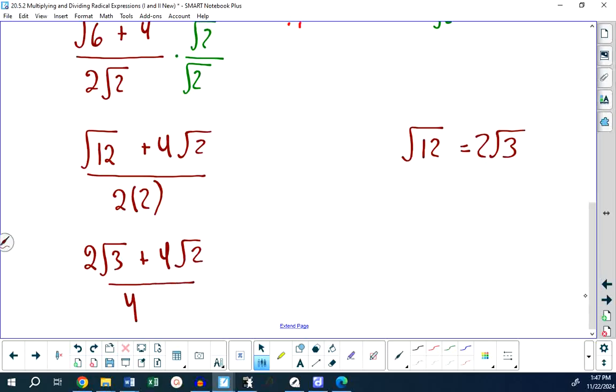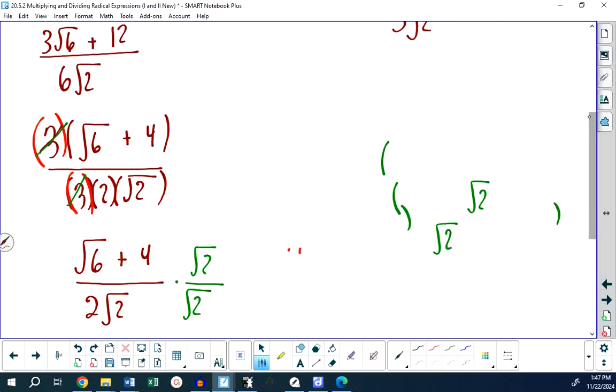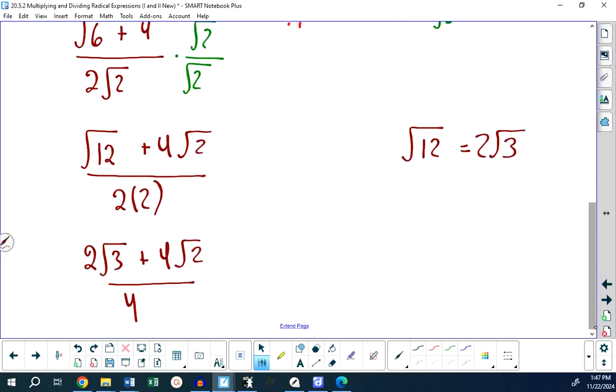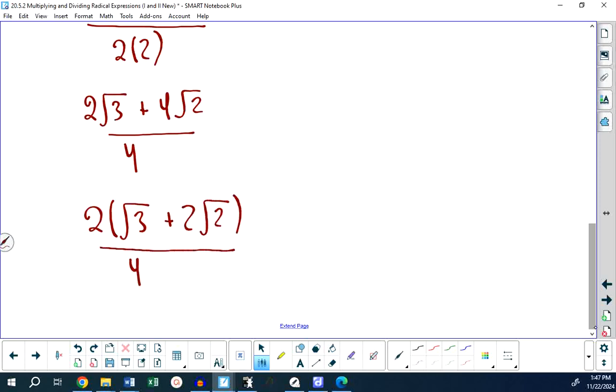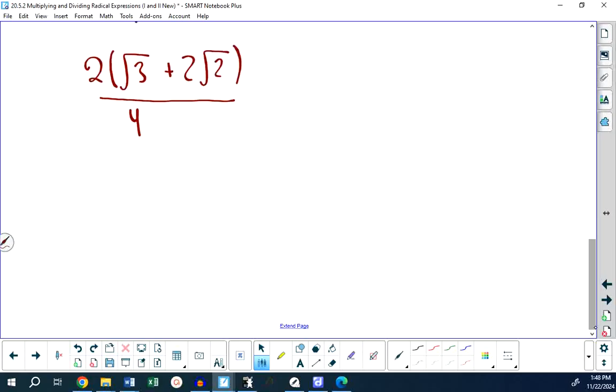This is like zombie math. Like we think we've got it beat, and then all of a sudden it rises up again. Because now we can factor a 2 out of the top. Had you not factored the 3 out up here and canceled, then you would have had larger numbers here, and you'd be able to factor out a 6 instead of just the 2. So I take a 2 out, and I'm left with root 3 plus 2 root 2 over 4. 4, of course, is 2 times 2, so we can reduce the top and the bottom by a factor of 2. And get root 3 plus 2 root 2 over 2.